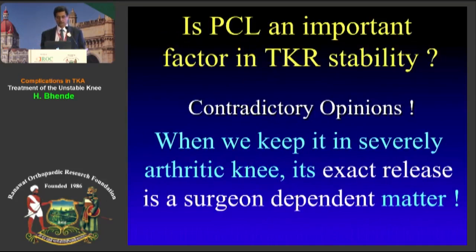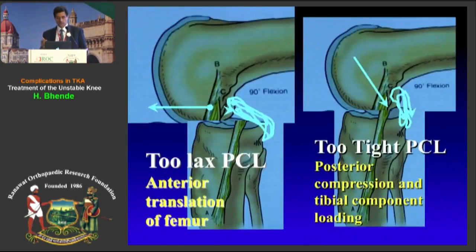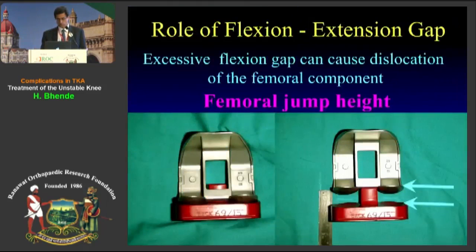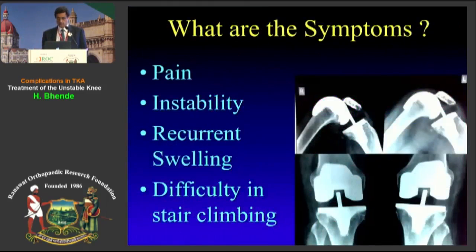Is the PCL an important factor in TKA stability? Well, there are contradictory opinions. People who want to preserve it feel that it is important, but again, in a very arthritic knee, that PCL has to be properly released. If it is not released properly, if it is too loose, it becomes unstable. If it is too tight, it leads to a fixed and stiff knee. The role of the flexion extension gap has again been discussed. I won't elaborate on that.